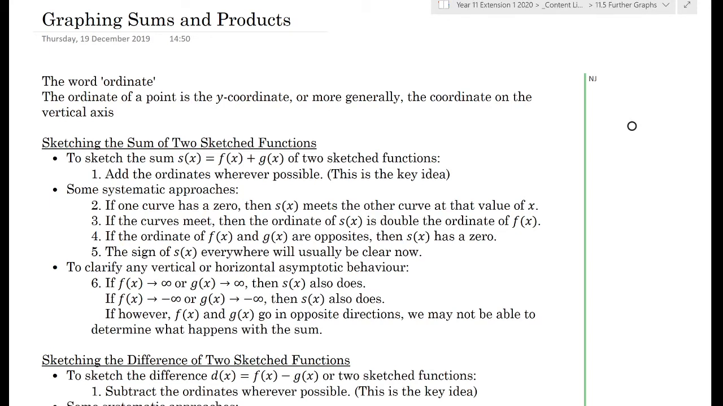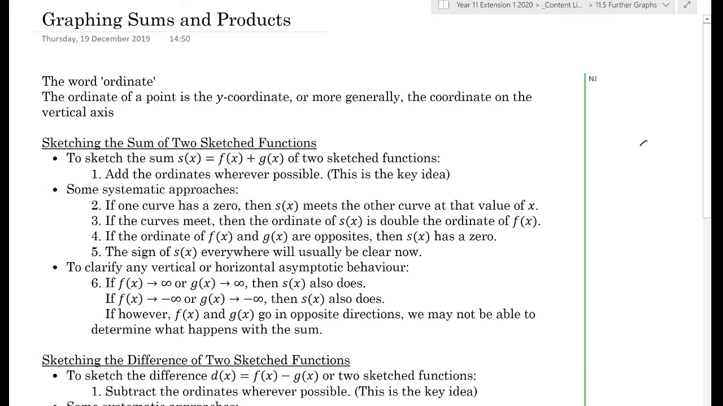So to sketch the sum, so s of x is equal to f of x plus g of x, the sum of 2 functions, what you need to do is start off by adding the ordinates wherever possible. So this is basically the main idea we're going to be focusing on. Add the ordinates wherever it is possible. Now, some systematic approaches that you can take to this is that if one of the curves has a 0, then the sum meets the other curve at that value of x.